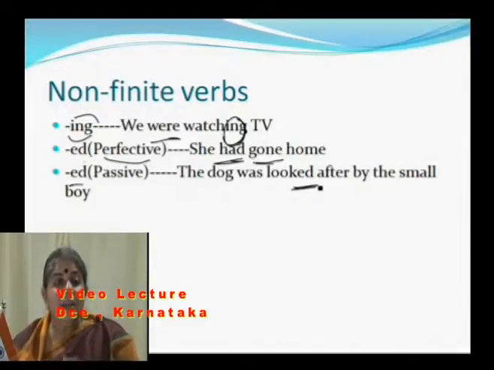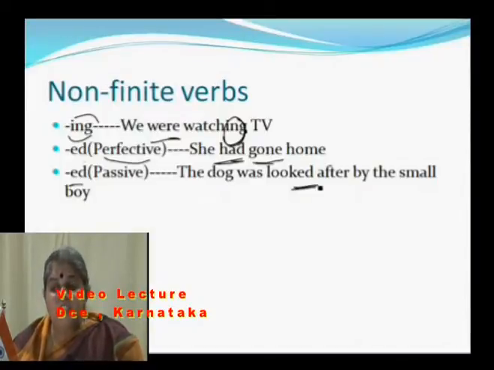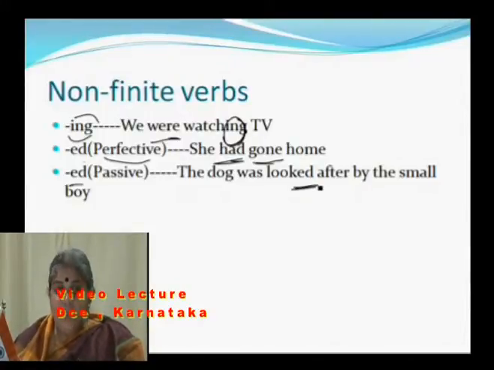So, there are three eds that you need to remember. In the finite form, when the verb takes an ed, it means it is in simple past. Don't forget, it's in past tense, ed form, simple past or past tense. Secondly, in the non-finite form, if it takes a suffix ed, the verb is in which particular aspect? Perfective aspect. Third, in the non-finite form, if the verb takes an ed, then the verb should be in which form? The verb should be in the passive form.